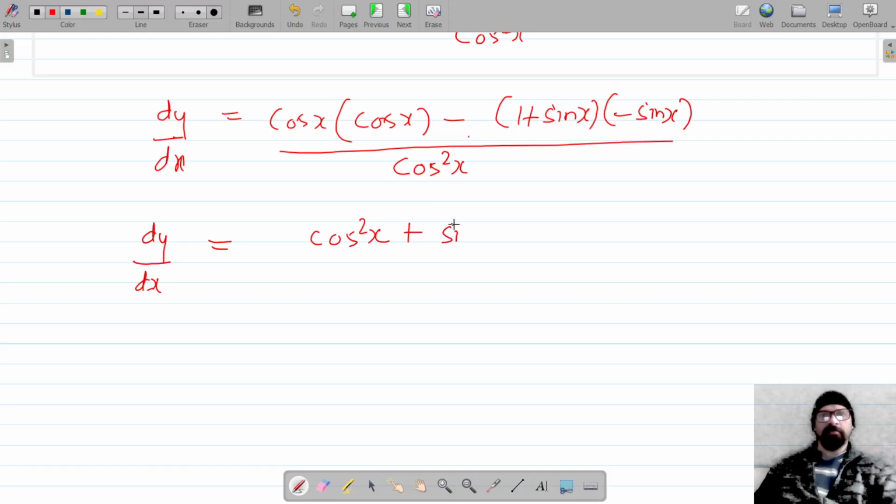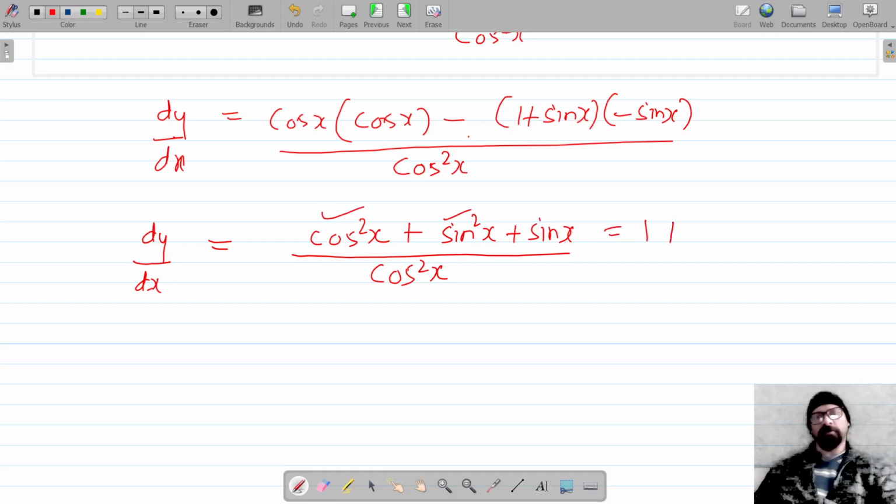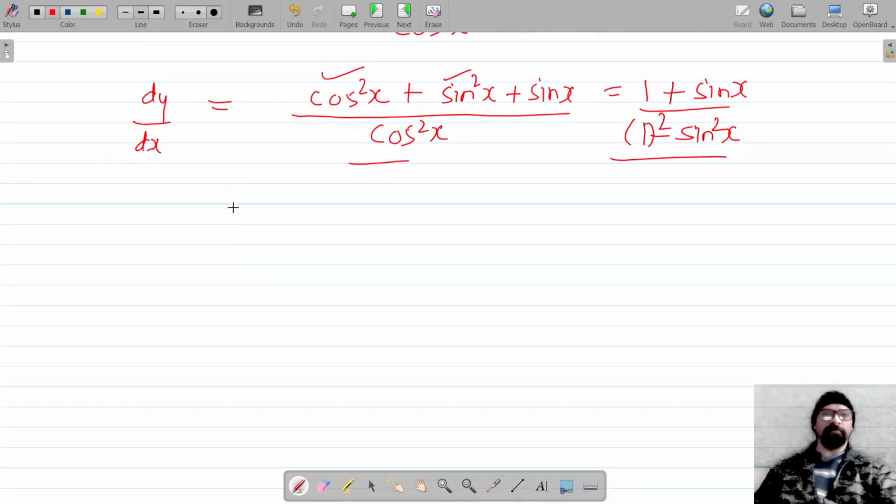So this is now sine square x plus sine x upon cos square x. So sine square x plus cos square x is 1. So this is 1 plus sine x upon cos square x. I can write it as 1 minus sine square x, and 1 can be written as 1 square. So this is a square minus b square.